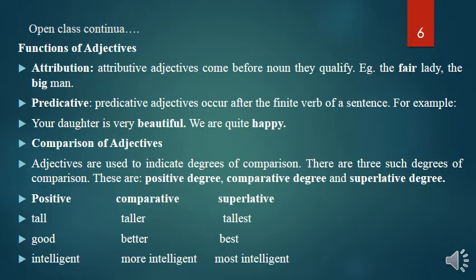Intelligent, the comparative form is more intelligent and the superlative is most intelligent. That is, more intelligent when you are comparing 2 people, well, and most when you are comparing more than 2 people.